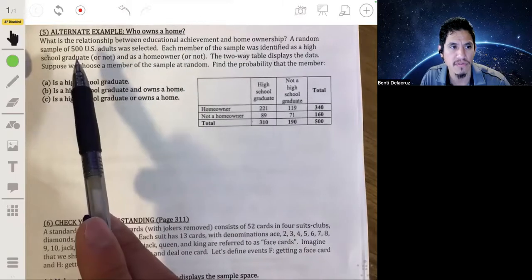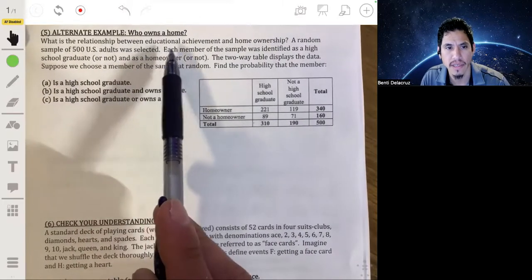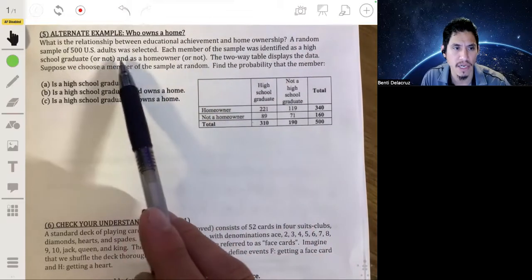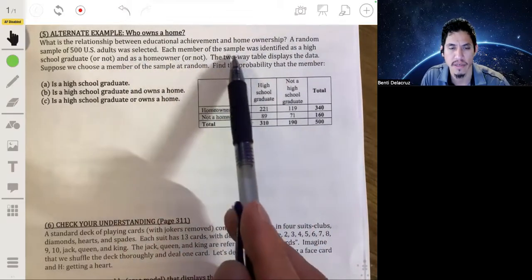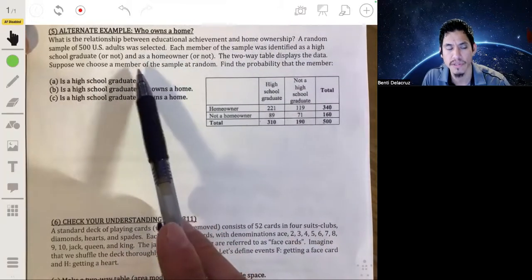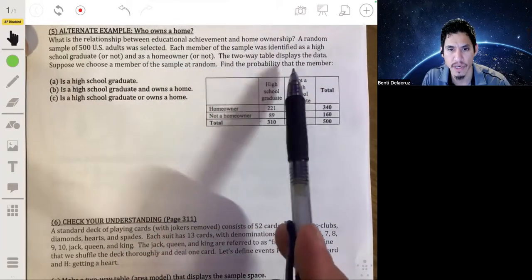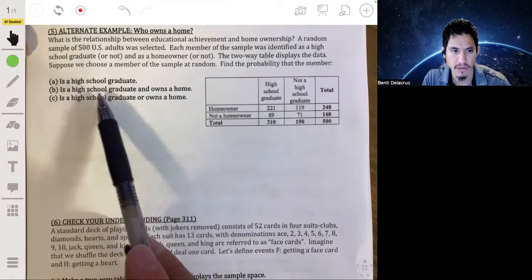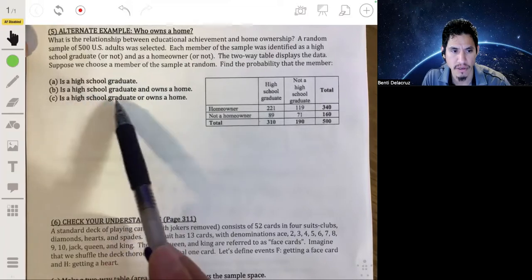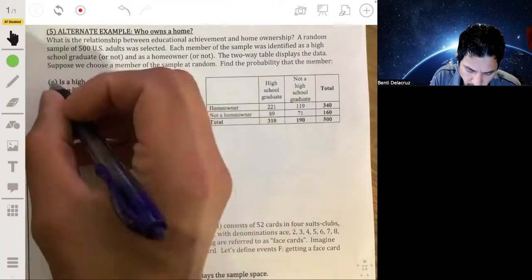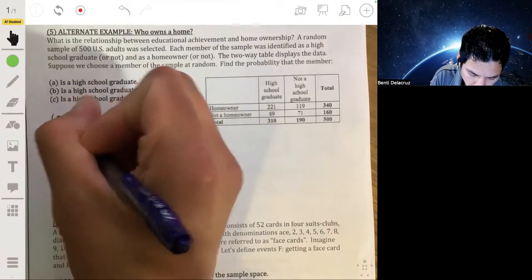A random sample of 500 US adults was selected. Each member of the sample is identified as a high school graduate or not, and as a homeowner or not. The two-way table displays the data. Suppose we choose a member of the sample at random. Find the probability that the member is a high school graduate, is a high school graduate and owns a home, is a high school graduate or owns a home. All right, let's start with part A, is a high school graduate.